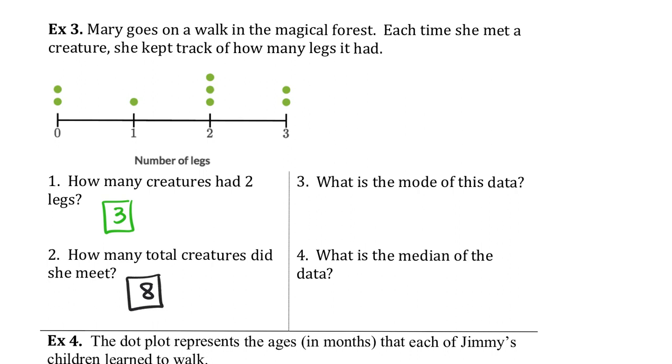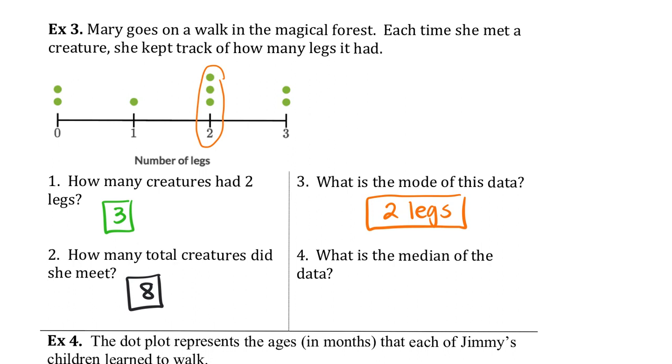Okay, what's the mode of this data? Can we see it? Yeah, 2 had 0 legs, 1 had 1 leg, 3 had 2 legs, and 2 had 3 legs. So this is the mode. Most of the animals, the largest number of animals with a certain number of legs, were 2 legs, because 3 had 2 legs. What is the median of the data?